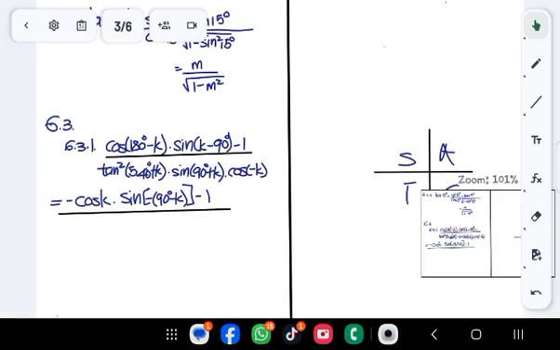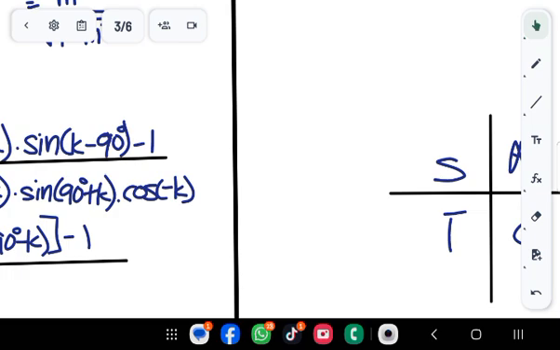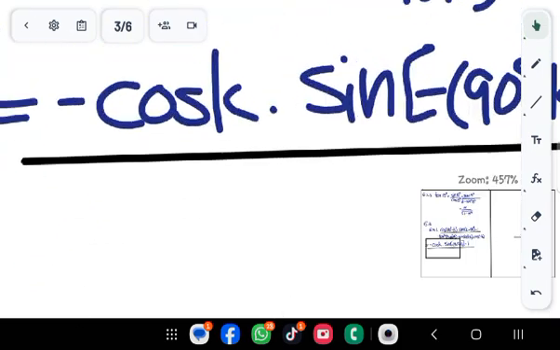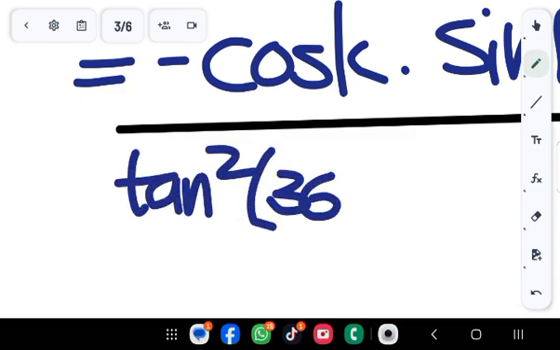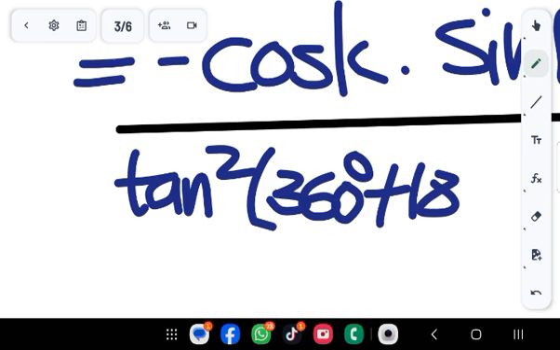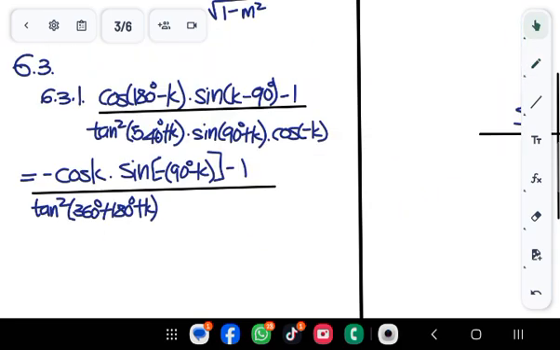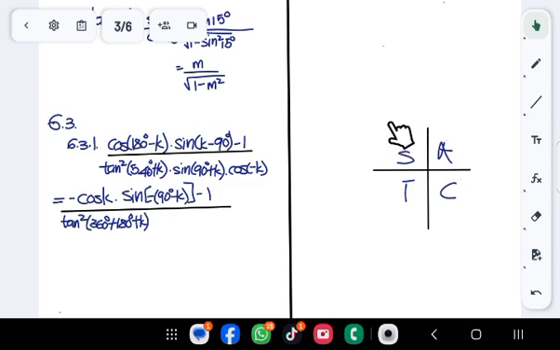540 plus k is over 360 degrees. So you go 540 minus 360, and that gives us 180. So that will be tan squared of 360 degrees plus 180 degrees plus k, obviously. All right, that is sine of 90 degrees plus k.